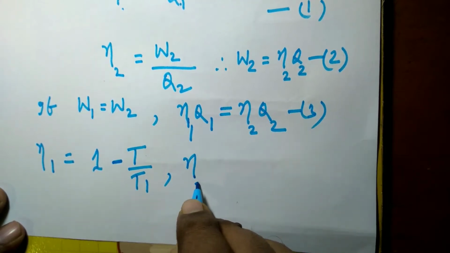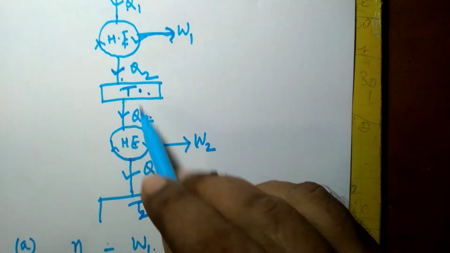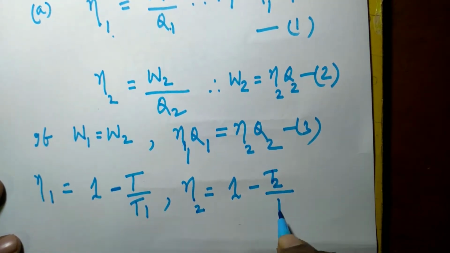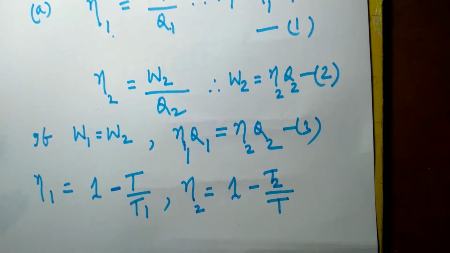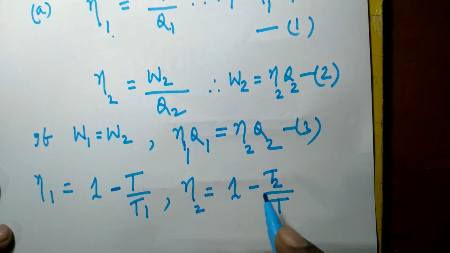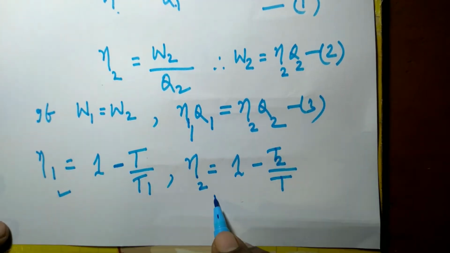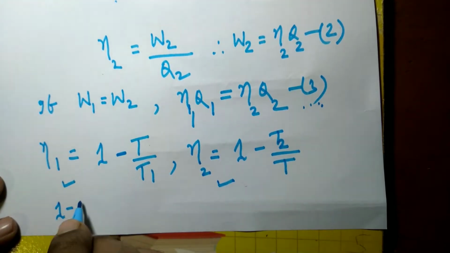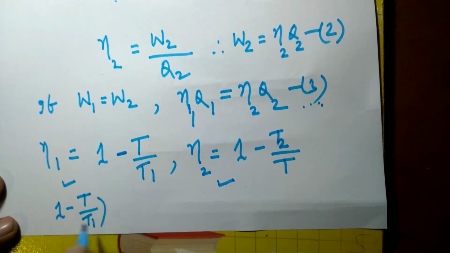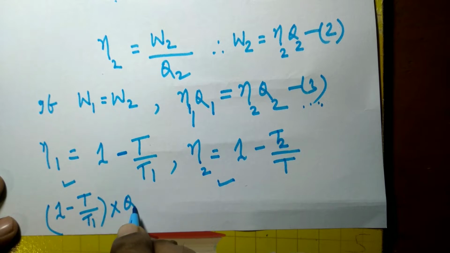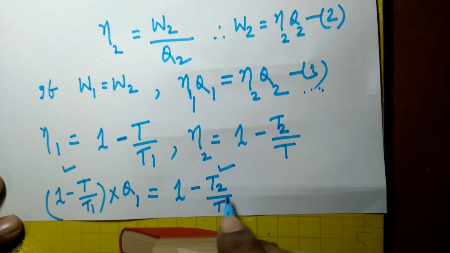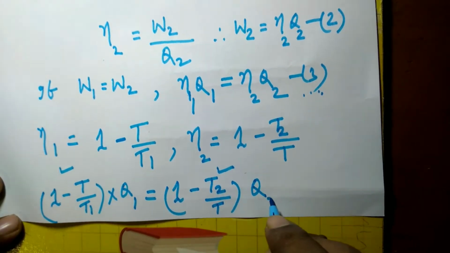Similarly, the efficiency of engine 2 is 1 minus T2 divided by T, because for engine 2 the sink temperature is T2 and the source temperature is T. Now, substituting the values of efficiency 1 and efficiency 2 in equation number 3, I get 1 minus T by T1 multiplied by Q1 is equal to 1 minus T2 upon T multiplied by Q2.